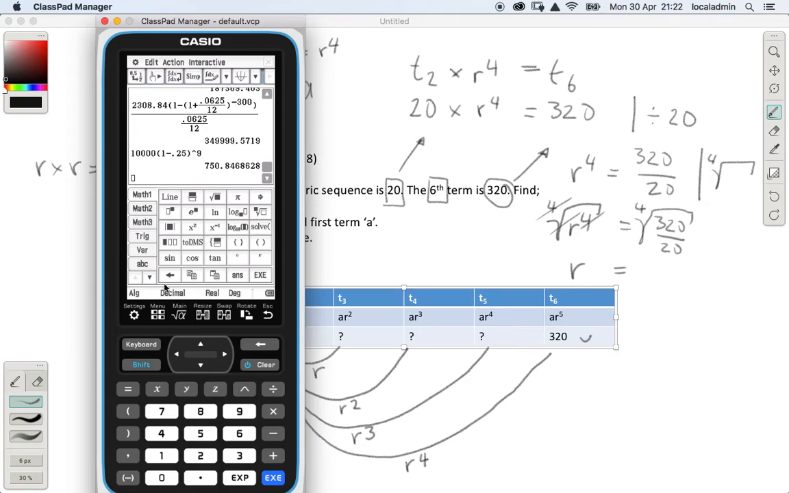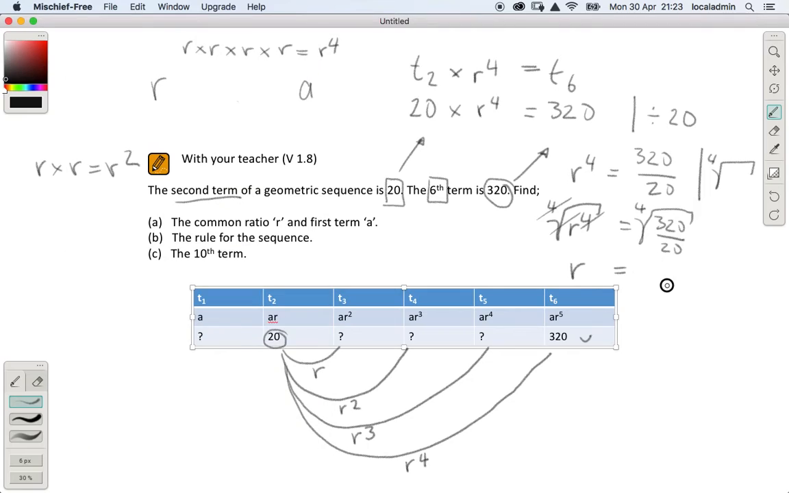So I bring up our keyboard and I want to have this symbol there, which lets me pick which root. Okay, so I take the fourth root of a fraction, 320 over 20, and that gives us 2. Fantastic. So now that we know that r is 2, we need to find a, and nothing could be easier than that.